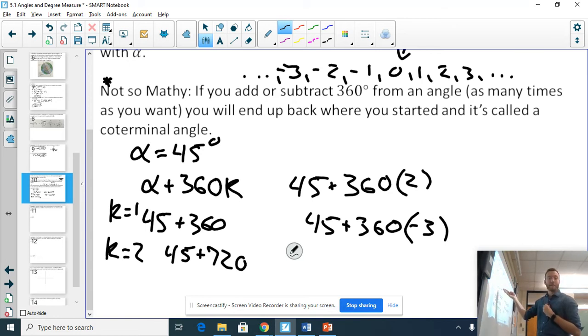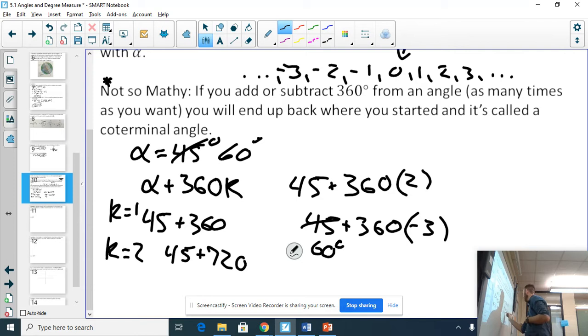And alpha can be anything, right? So if alpha was, let's say, 60 degrees, then you just replace it with 60 degrees and it's still true, right? You go backwards 360 degrees 3 times and you're still going to be coterminal with 60 degrees. So that's all it's saying. It's just generalizing.